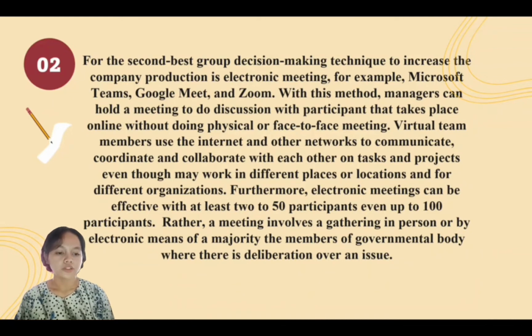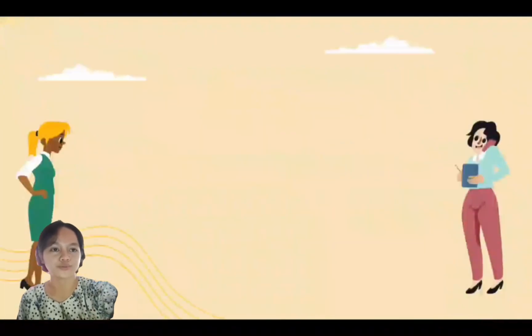Furthermore, electronic meetings can be effective with at least 2 to 50 participants, even up to 100 participants. Rather, a meeting involves a gathering in person or by electronic means of a majority of the members of a governmental body where there is deliberation over an issue.